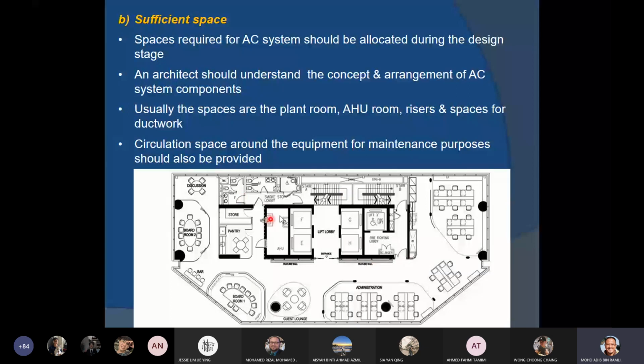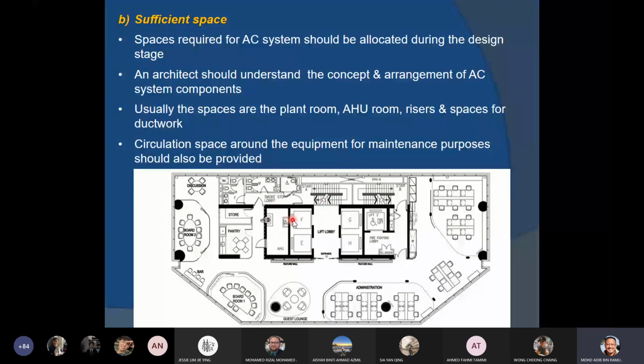core of the tower block, maybe some of you have heard this term, where the lifts lobby is, where sometimes the toilet is also located at the core. And also the risers and everything. So you need to make sure that the size of the riser is sufficient.